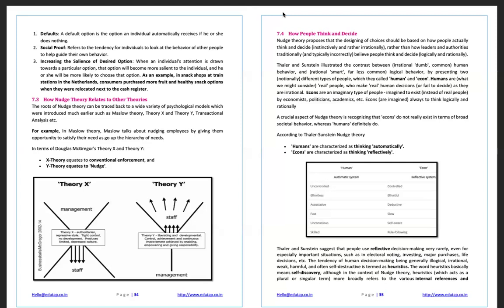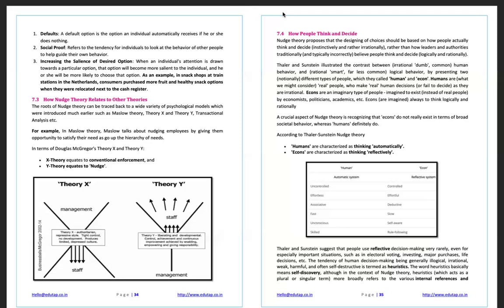How people think and decide. Nudge theory proposes that the designing of choices should be based on how people actually think and decide instinctively and rather irrationally, rather than how leaders and authorities traditionally believe people think and decide. Thaler and Sunstein illustrated the contrast between human behavior and logical behavior by presenting the different types of people, which they called human and econ. Humans are what we might consider real people who make real human decisions or fail to decide as they are irrational. Econs are an imaginary type of people imagined to exist instead of real people by economists, politicians, academics. Econs always think logically and rationally.